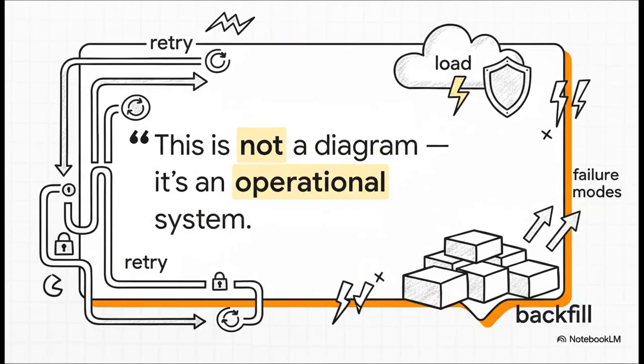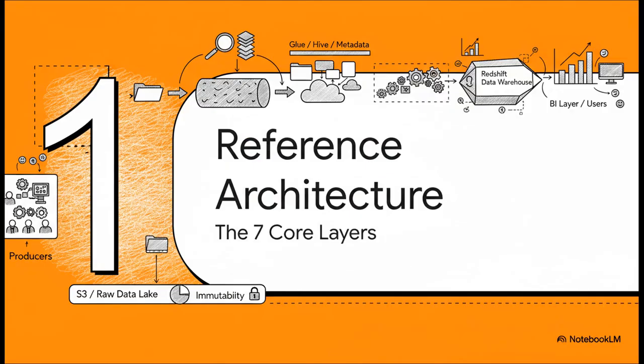And that right there is the most important thing to remember. The diagrams we all see in blog posts, they look so clean, so simple. But in production, this thing is a living, breathing system. It's got retries, locks, backfills, and a whole lot of ways it can fail. The real complexity isn't in the boxes and arrows, it's in the operational discipline you need to keep it stable when things get rough. So here it is, the entire reference architecture in one shot.